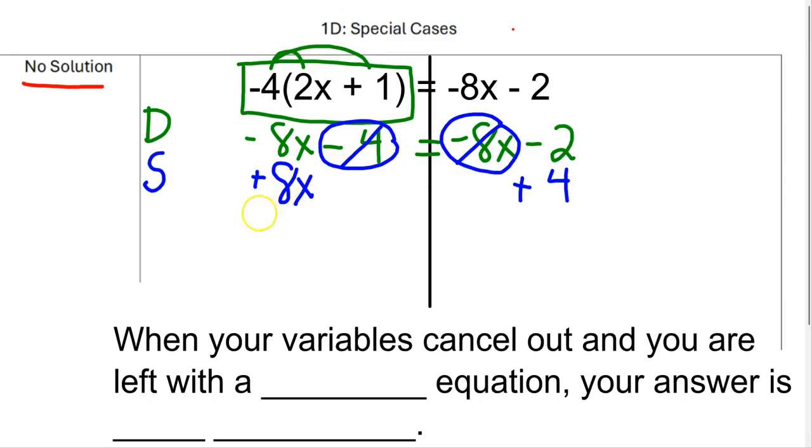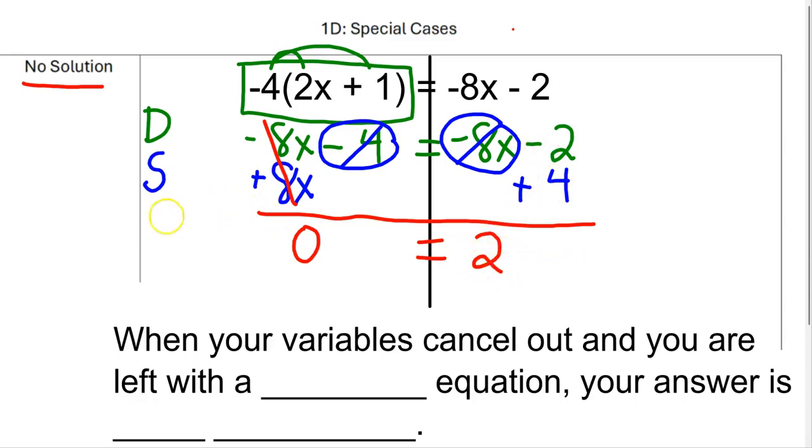Now let's go on to the combine. So now I'm going to combine any like terms that I have. So over on this side, -8x plus 8x. If I have 8 negative x's and 8 positive x's, when you put these together, you actually get 0. They cancel out. On this side, I have -2 plus 4, and -2 plus 4 is 2. And that would be our combine step.